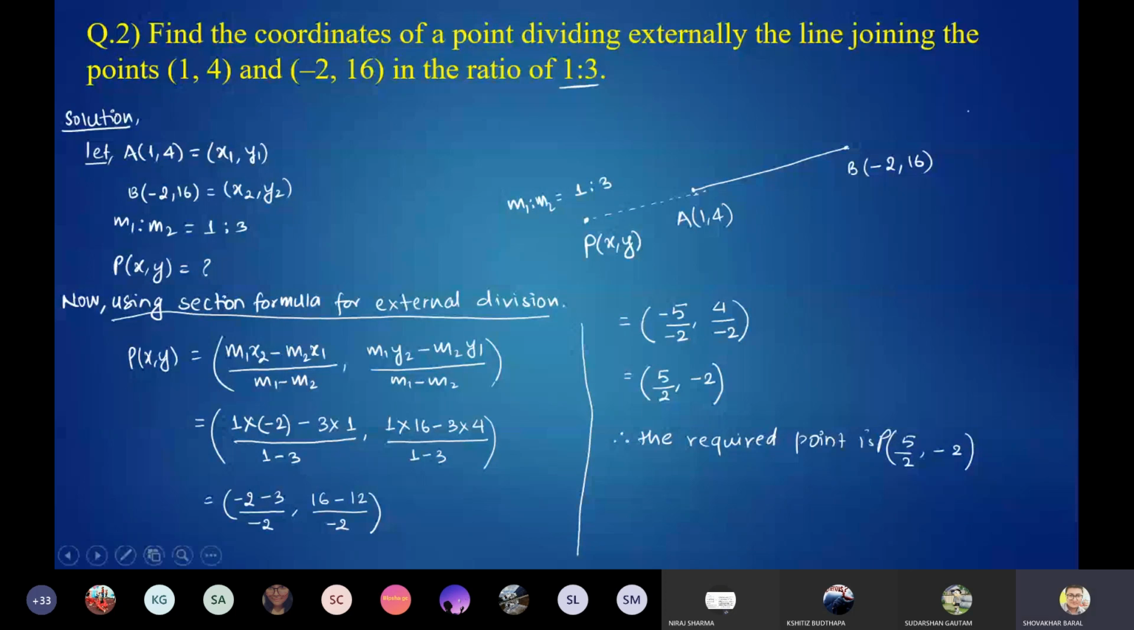Okay, please copy it first. 5 by 2 comma minus 2. Please copy it first. Let me know if there is any problem.